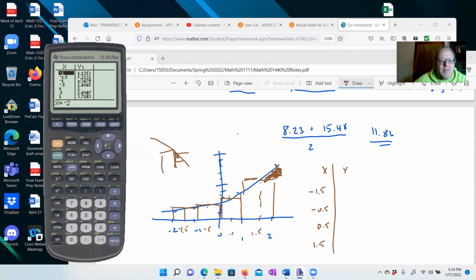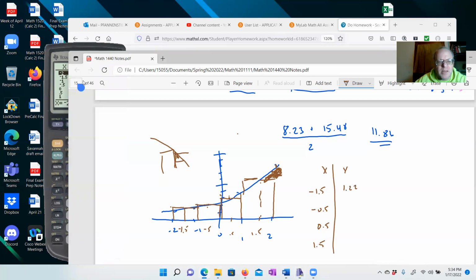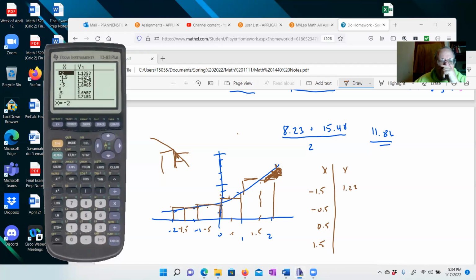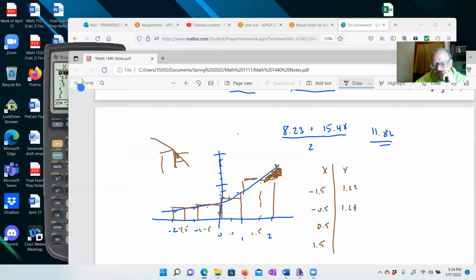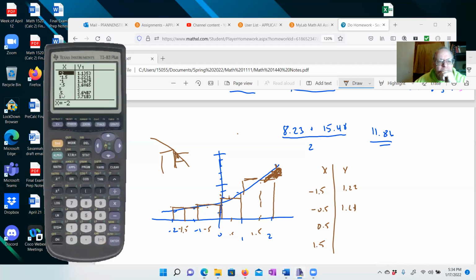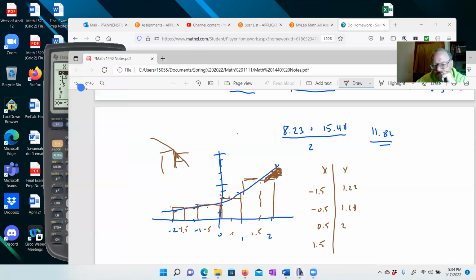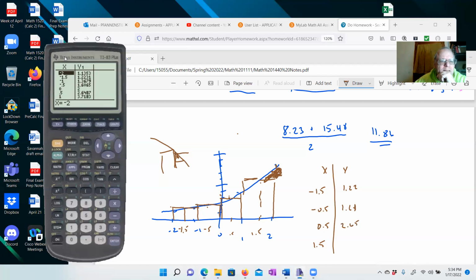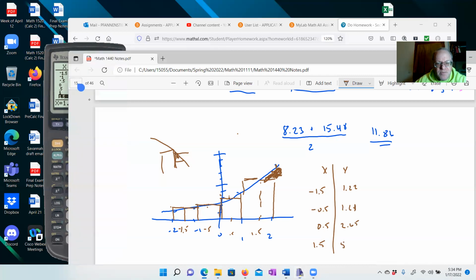So for negative 1.5, we end up with 1.22. Again, go to 3 decimal places. Do as I say, not as I did. I'm sorry. Okay, 1.61. For a positive 0.5, it looks like 2.65. But like I said, if you're sweating getting a perfect grade on this, I would maybe not sweat that too much. And that is 5 points.